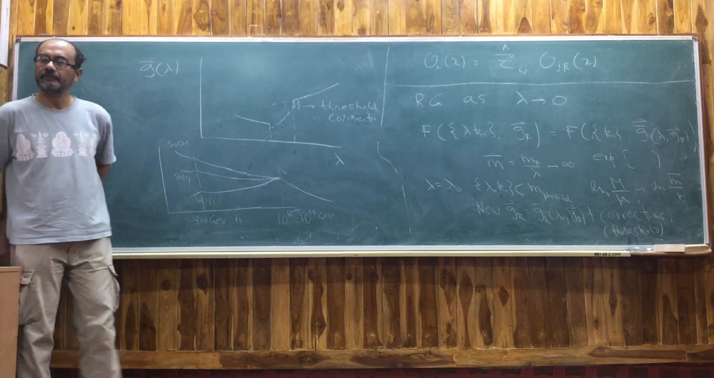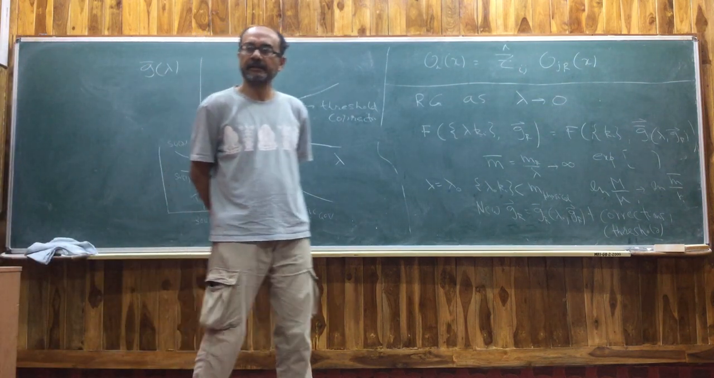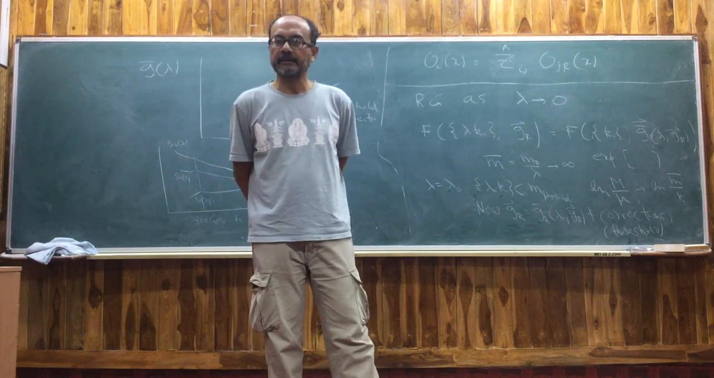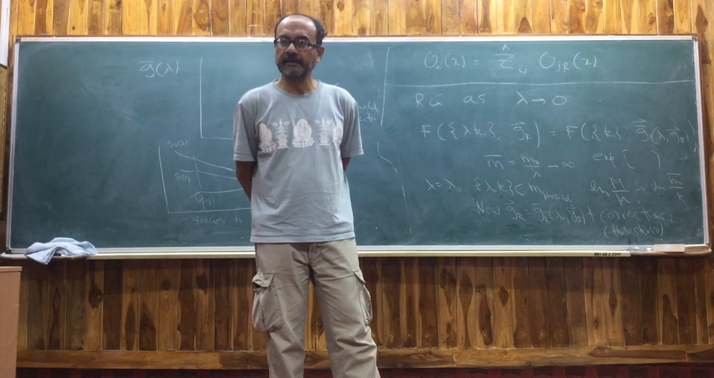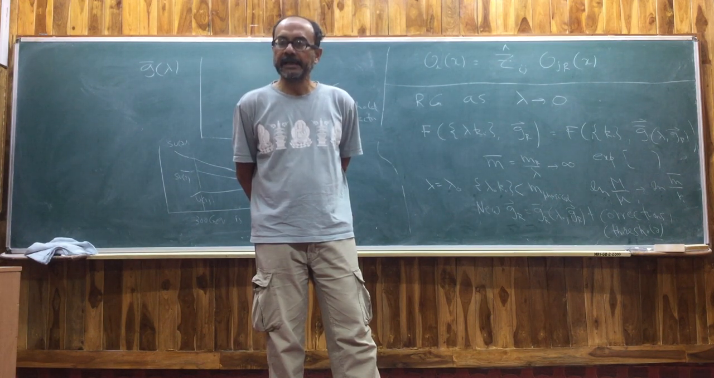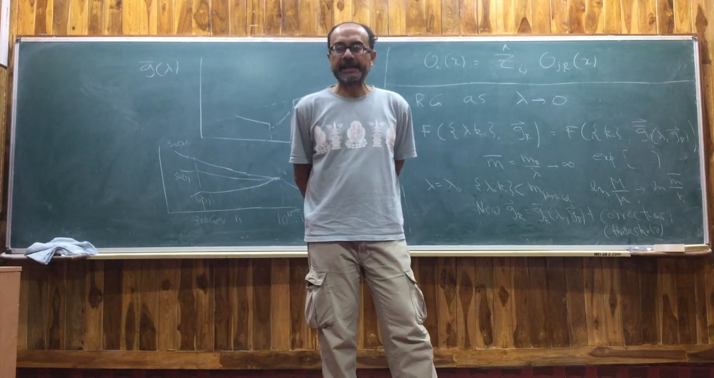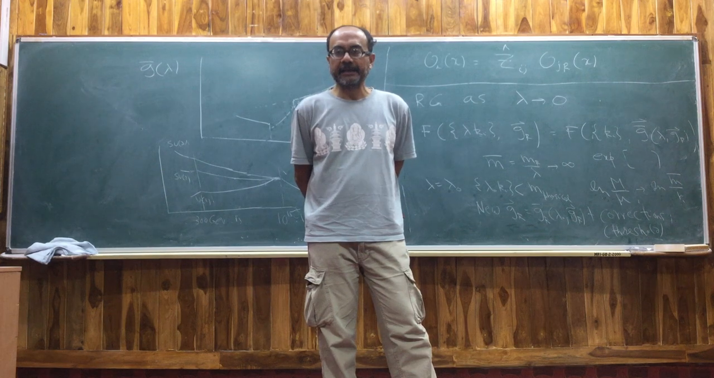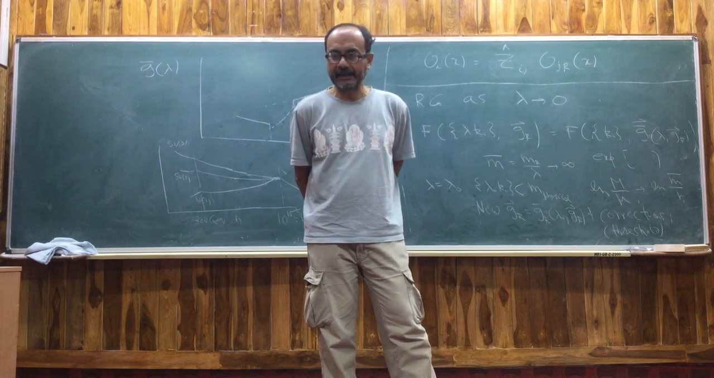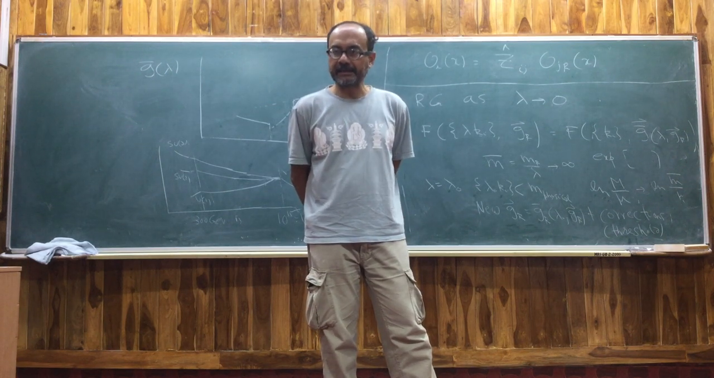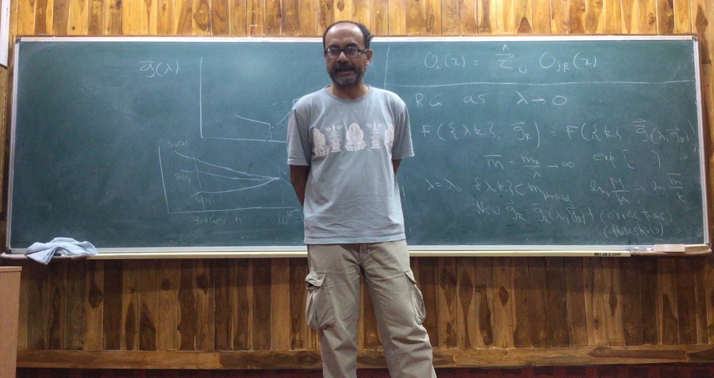Removing this IR divergence. Yes, this procedure of summing over all final states. Is this different from, say, correcting for tadpoles and mass normalization and so on? Yes, it is different, because if they are genuinely massless particles, then you cannot remove it by tadpoles and mass normalization. Those are simple kinds of IR divergences, but these IR divergences are not removable by that.